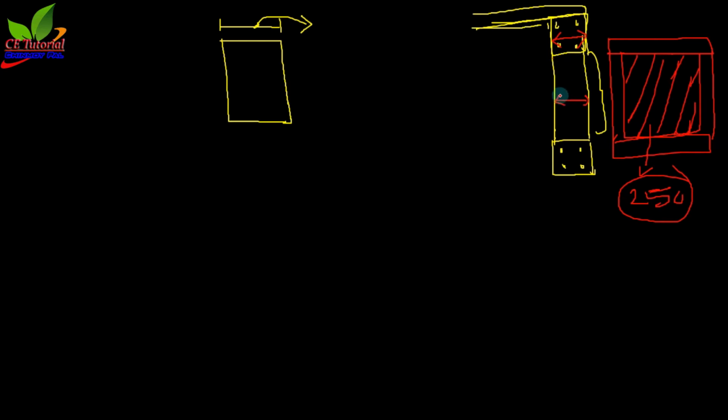Now you can fix the width of the beam at 250, so that the width of the beam and the width of the wall will be matched. Or you can increase the width of the beam, say to 300. Like that you can fix the width of the beam.